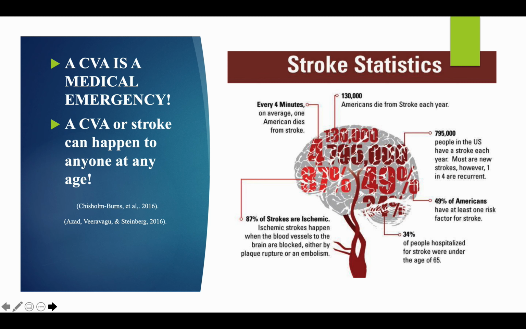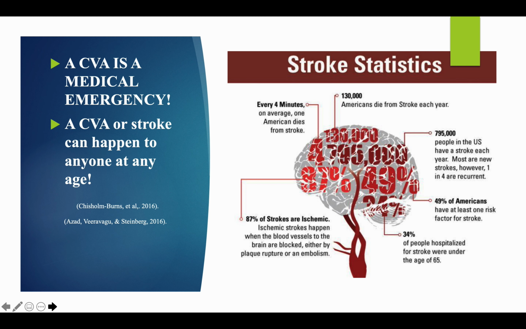I want to begin with some stroke statistics. A CVA is a medical emergency. A CVA or stroke can happen to anyone at any age, from infancy to the elderly. Every 4 minutes, on average, 1 American dies from stroke. 130,000 Americans die from a stroke each year. 795,000 people in the United States have a stroke each year, and most are new strokes. However, 1 in 4 are recurrent strokes.